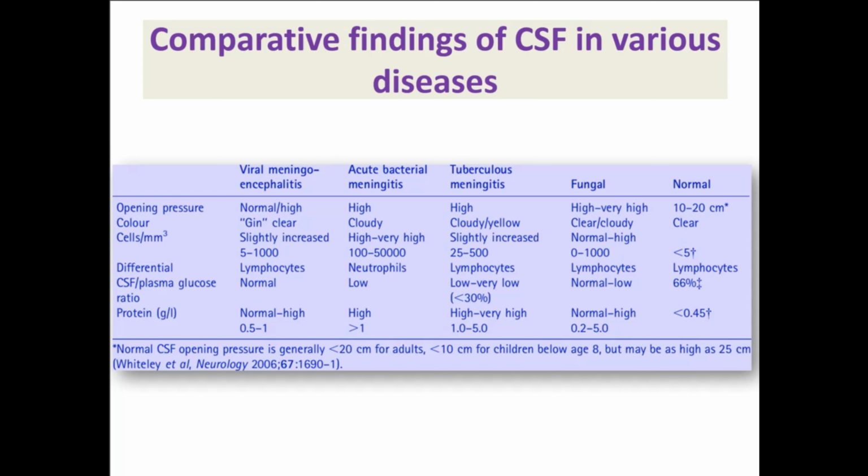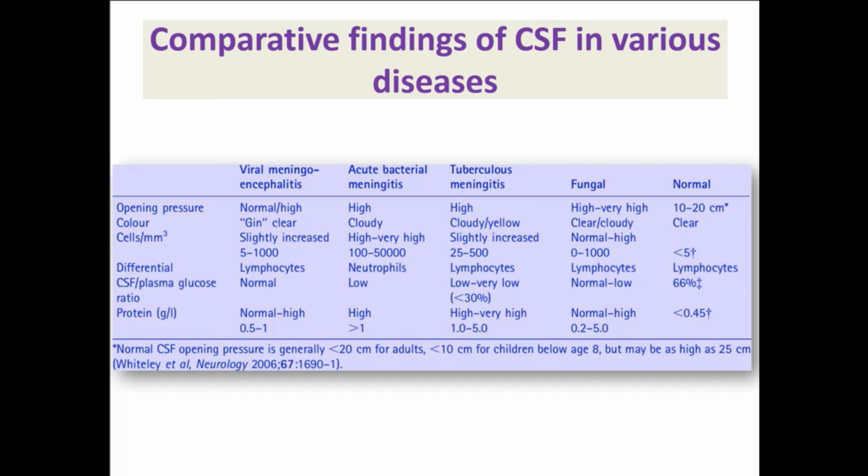Cloudy. Cloudy yellow. Clear cloudy. Clear. Cells mm3. Slightly increased. High very high. Slightly increased. Normal high. Differential. 5 to 1000 lymphocytes. 100 to 50,000, 25 to 500. 0 to 1005. Neutrophils. Lymphocytes. Lymphocytes. Lymphocytes. CSF plasma glucose. Normal. Low. Low very low. Normal low.